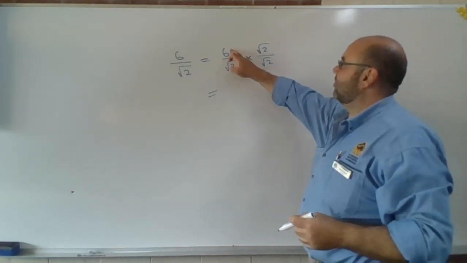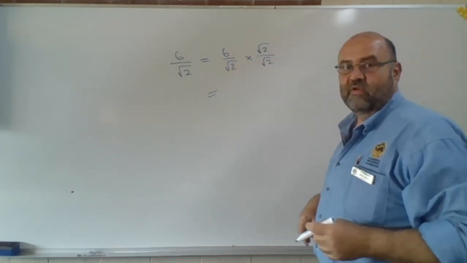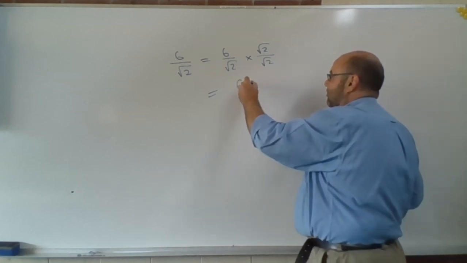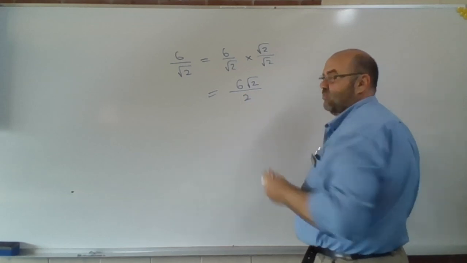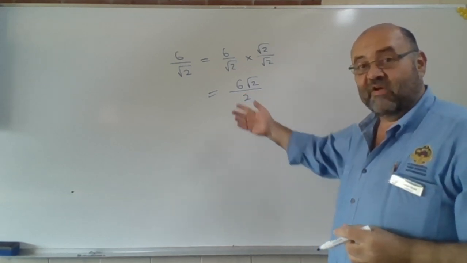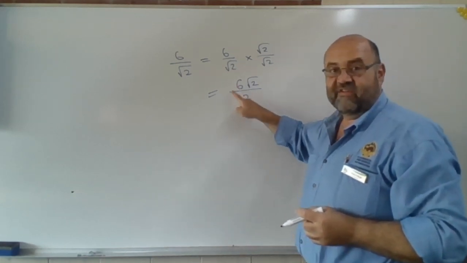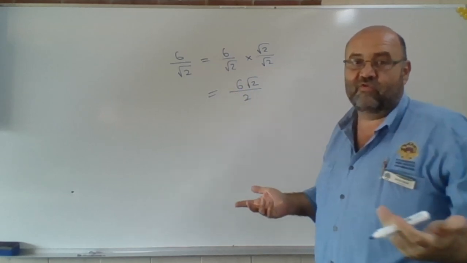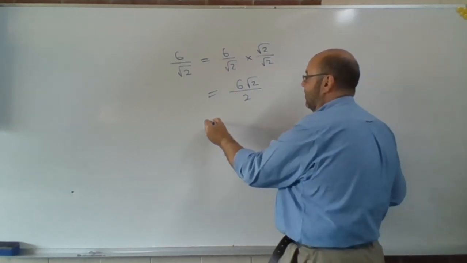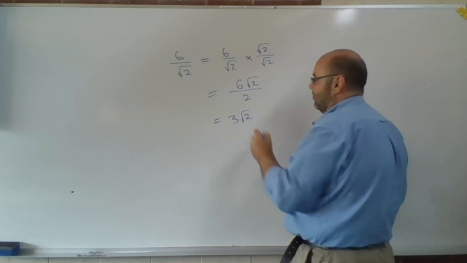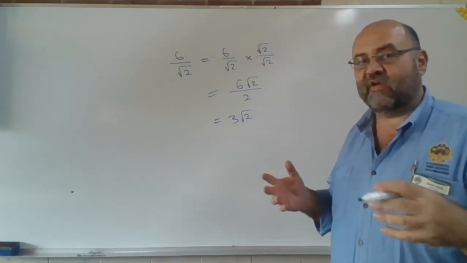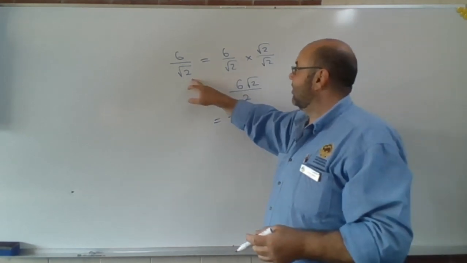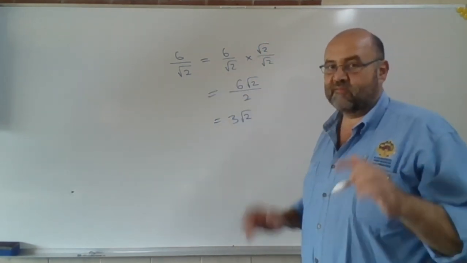Okay, so now look what I've got. 6 times root 2 is 6 root 2. Root 2 times root 2 is just 2. And in this example, I can actually simplify further because I've got 6 over 2, or 6 divided by 2, is 3. This equals 3 root 2. So whatever surd is in my denominator, I multiply above and below by that.